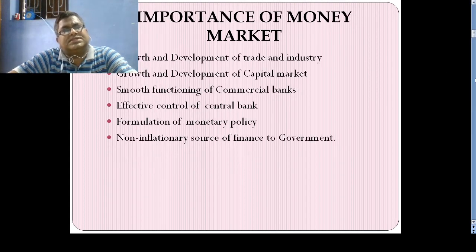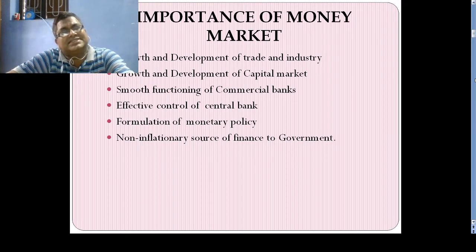My dear students, if you talk about importance, the first importance is the growth of trade and industry. Why is the money market required? To develop trade and industry growth. It means the requirement of funds is to develop trade and industry, and the different types of national and international operational business can be carried out through this type of market. Another one is the growth and development of the capital market.